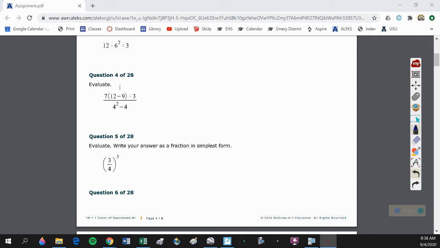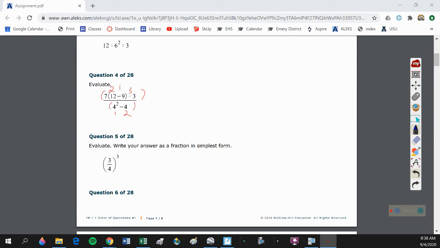But I need to treat the top of the fraction like its own set of parentheses, and I need to treat the bottom as its own set. And then when I'm finished with the top and the bottom, then I can divide. But it doesn't really matter if you do the top first or if you do the bottom first. So the first step on the top is subtraction, and then the multiplication would be step 2, and then the addition would be step 3. In the bottom, the exponent is step 1, and the subtraction is step 2. And once I've finished both the numerator and the denominator, I can divide. Does that make sense?